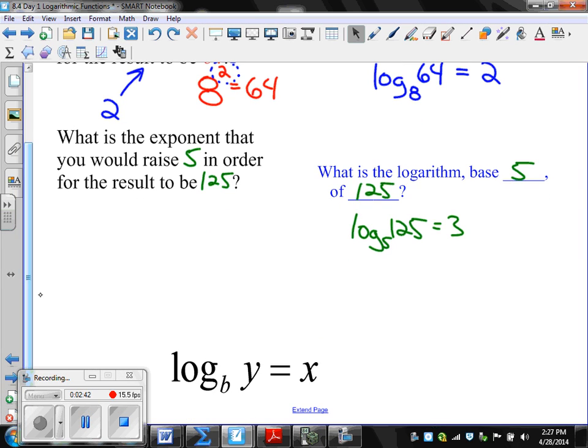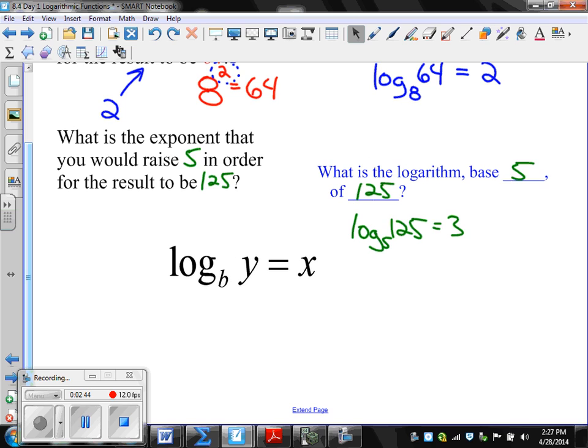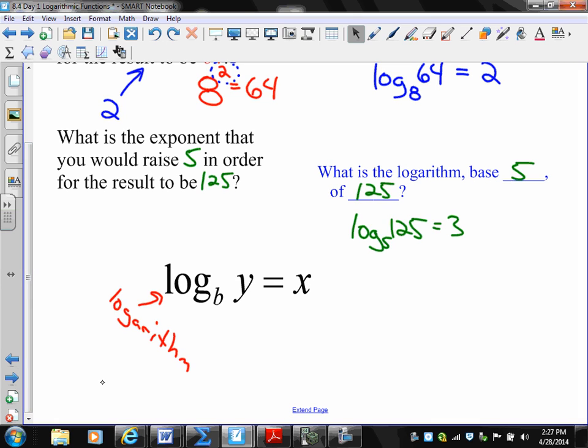Let's take a look at what this looks like. I'm going to play around with this big expression, this equation here. Log is short for logarithm, right? You should have one of these, and you should definitely label all these parts. Log is short for logarithm, and again, this just means exponent. That's crucial. That's all we're talking about, is exponents.